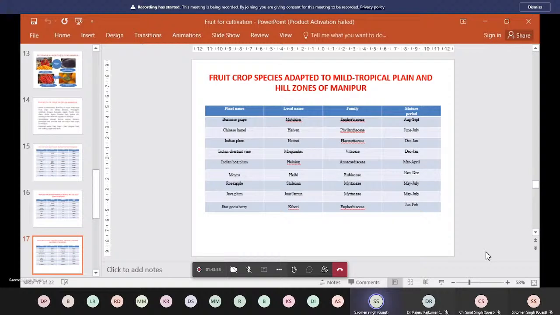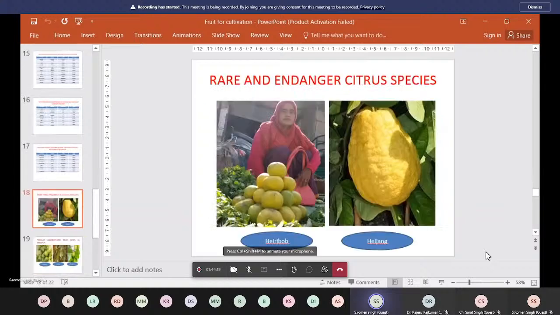I want to share about this Indian hog plum. This is Thaining. In Manipur, both sweet and sour types are found. So there is potential for the selection of superior sweet genotypes of this Indian hog plum, or Thaining, as a source of genetic resource for germplasm conservation as well as for crop improvement and variety development for the future.